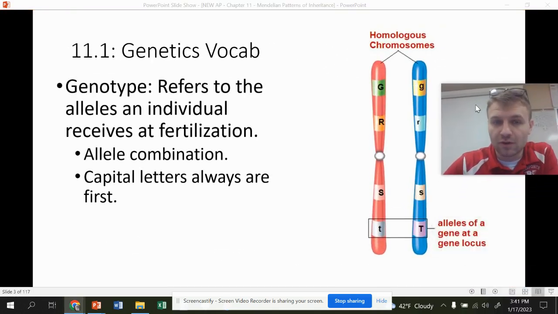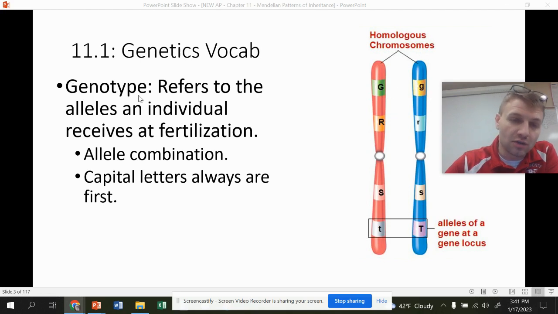A genotype refers to the pair of alleles or the combination of alleles that we're going to find on these homologous chromosomes. So every allele is one letter. The genotype is the combination of the two letters here. So again, two letters instead of one. Capital letter will always be put first here, but that's about it.